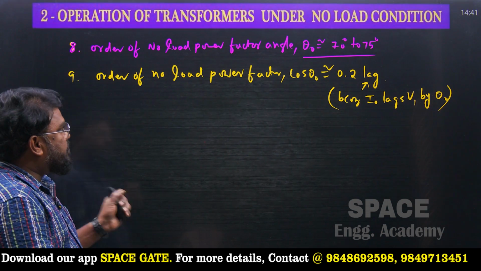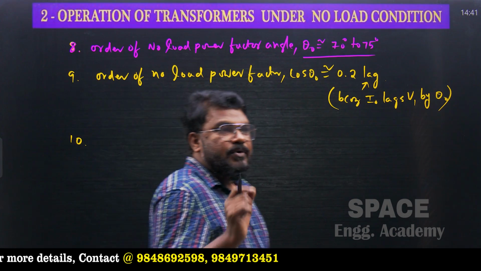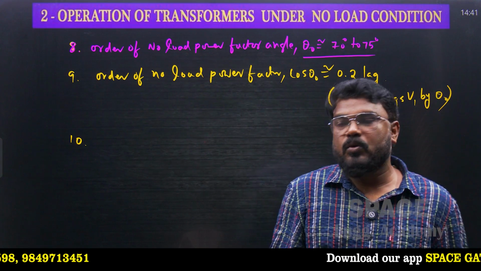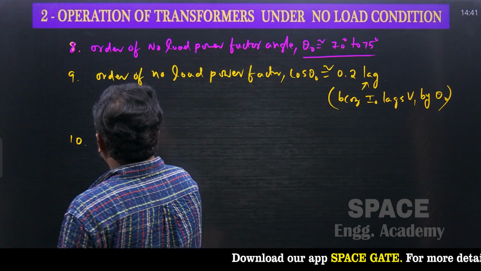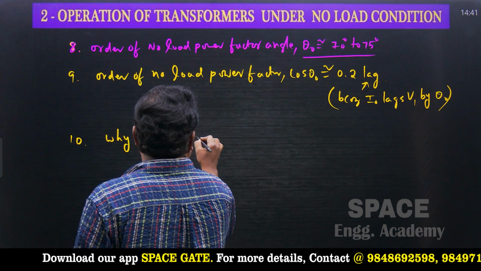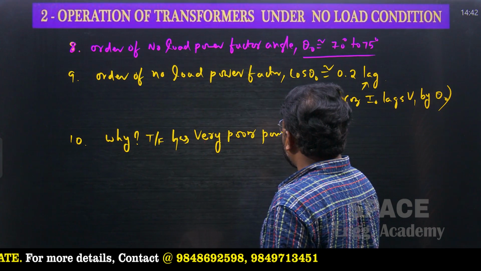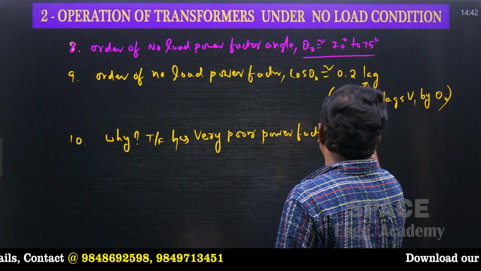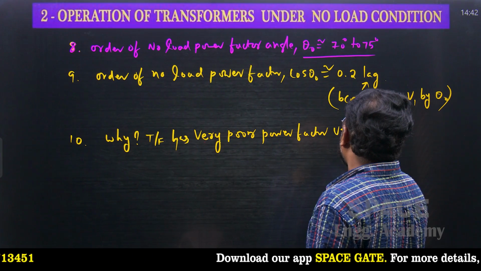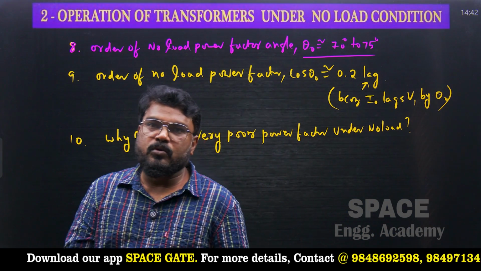And next, coming to another point, the 10th one here. Sometimes we have a question: why does a transformer have poor power factor under no load condition? So why does the transformer have a very poor power factor? This type of question. So 0.2 lag is a very poor power factor. Why does a transformer have very poor power factor under no load? No load daggara power factor enduku chala takkuvaga untundi ani question.